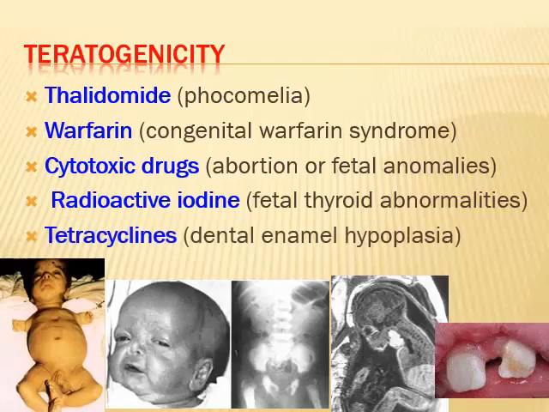Tetracycline has been assigned by the FDA to pregnancy category D. When used during tooth development, tetracyclines may cause permanent yellow-brown discoloration of the teeth, and enamel hypoplasia.